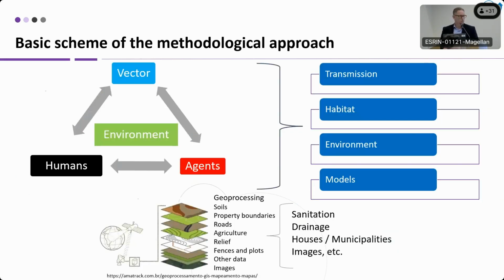So a basic overview of our methodological approach shown here illustrates the relationship between agents such as virus, bacteria, etc., humans, vectors, and hosts living in the same environment. So it seeks to use different tools and techniques to help us study transmission, habitat, and the environment by means of digital models. This type of approach in the universe of geoinformation can be represented here in the form of layers of different topics of interest, such as sanitation, drainage, houses, municipalities, or other geopolitical borders, satellite imagery, among others.